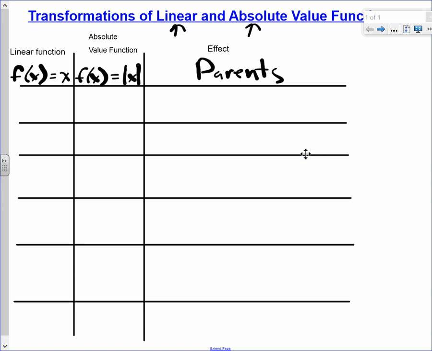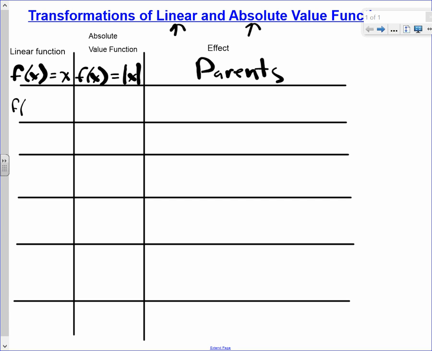The first kind of transformation we can do to the child is a horizontal shift. Get my paper here. So we're going to write f of x equals x minus h in parentheses though. X minus h.